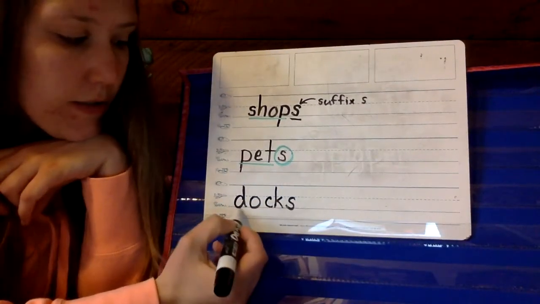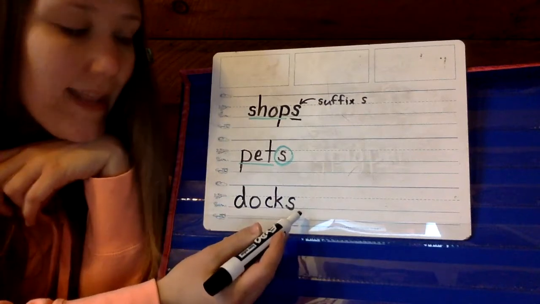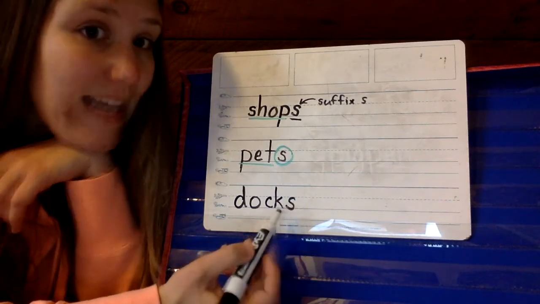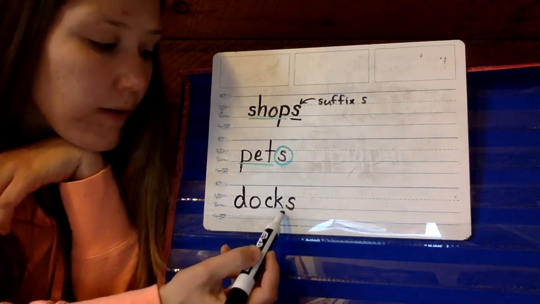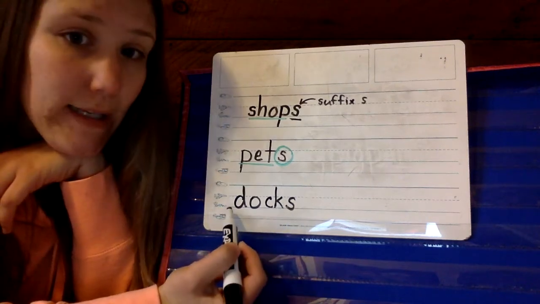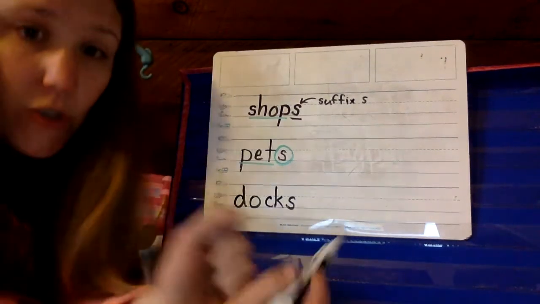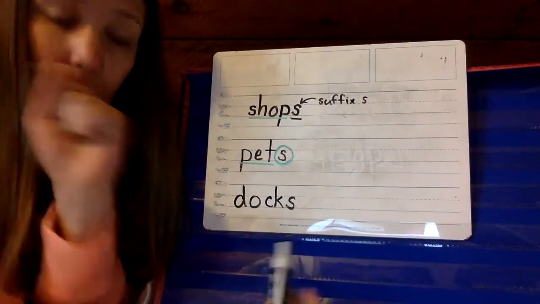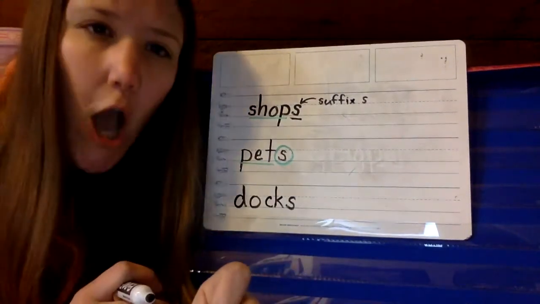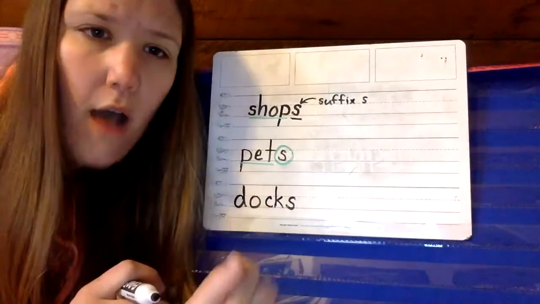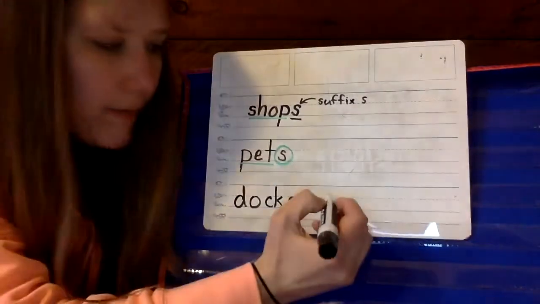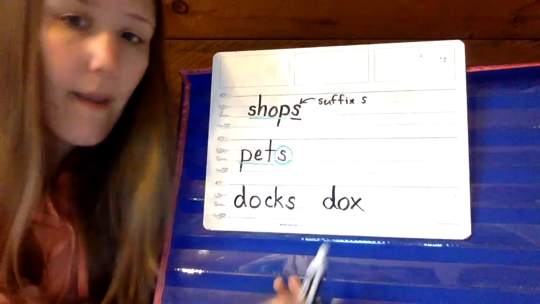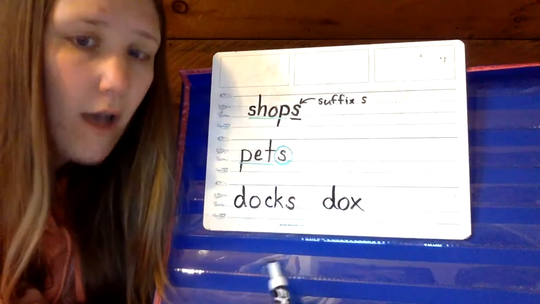D-A-K. Docks. This is where it's really important that before we tap out the word, we figure out what the base word is. Because if I'm listening to the word docks and I don't know that there's a suffix S on that word, what would that sound like? Docks. D-A-X. It would sound like this. But that is not how you spell docks.